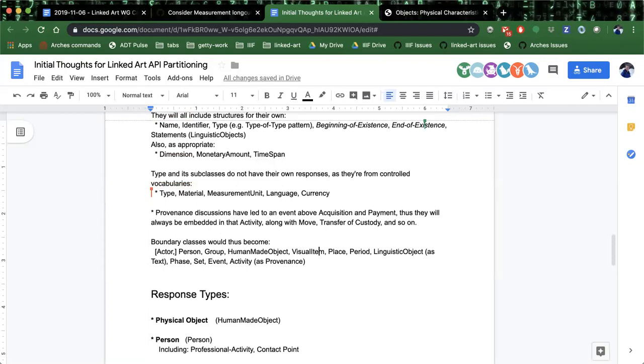Visual item, so the rationale for this one is that the same abstract image can be carried by multiple physical and digital resources, and hence can't be embedded within any single physical or digital thing. Oh, and Toby, thank you for bringing it up. By boundary class, I just meant that when we have the graph of all of the information, the classes that would form the boundaries between responses at the API level would be these ones. So whenever you hit a human-made object, as you were walking your graph, you would say, okay, I need to start a new response. Or to put it a different way, the resources that must have URIs that when you dereference them, you get back the description are these things.